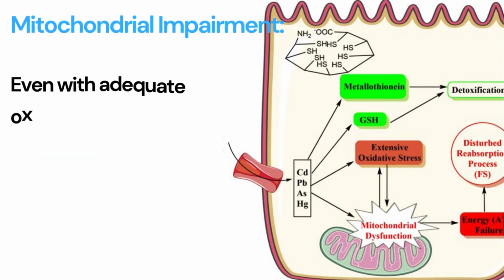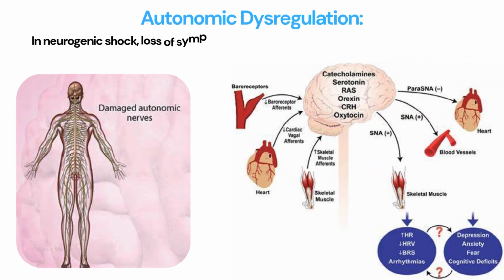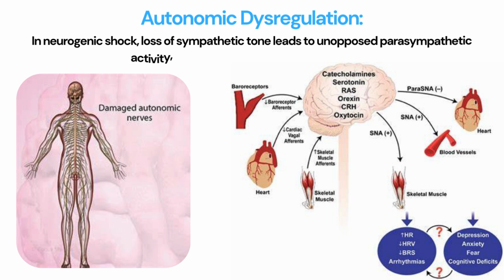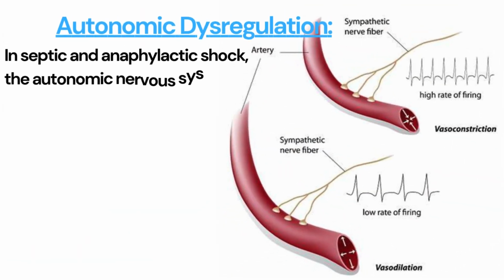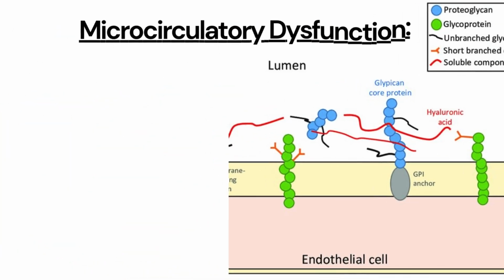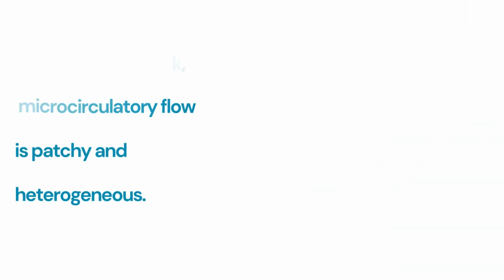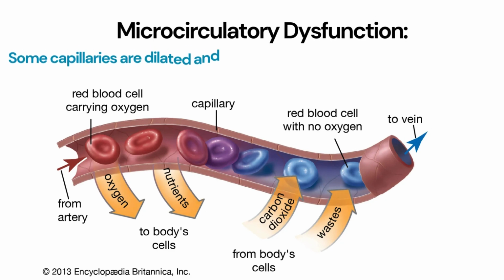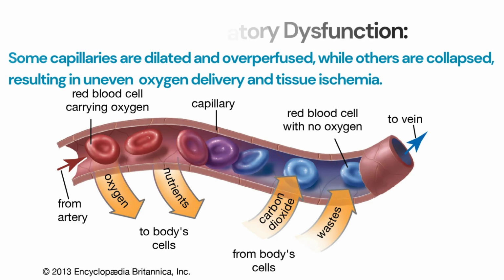Even with adequate oxygen delivery, cellular ADP production is compromised, resulting in energy failure. Autonomic dysregulation. In neurogenic shock, loss of sympathetic tone leads to unopposed parasympathetic activity, causing vasodilation and bradycardia. In septic and anaphylactic shock, the autonomic nervous system may exacerbate dysregulated responses. Microcirculatory dysfunction. In distributive shock, microcirculatory flow becomes patchy and heterogeneous. Some capillaries are dilated and overperfused, while others collapse, resulting in uneven oxygen delivery and tissue ischemia.